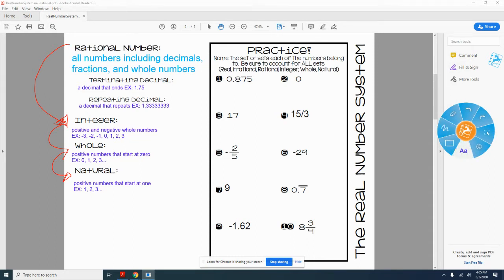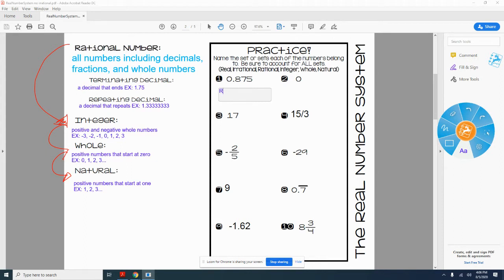So if I look at number 1, which is 0.875, we know by definition that all the numbers we're using, including decimals, are rational numbers. So I'm going to put a capital R so I know that it's a rational number. So I said yes to rational numbers. Then I'm going to go down to integer. Integers are positive and negative whole numbers. Well, is 0.875 a whole number? No, it's a decimal. So no, it is not an integer. So I am finished. I do not go down to whole or natural. If it is not an integer, it cannot be whole and it cannot be natural. So once I say no, I'm finished.